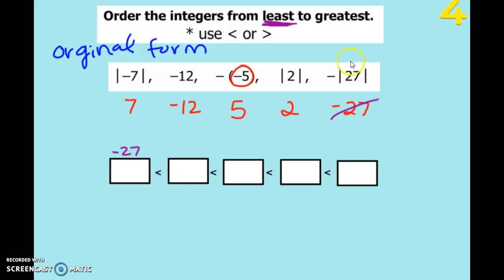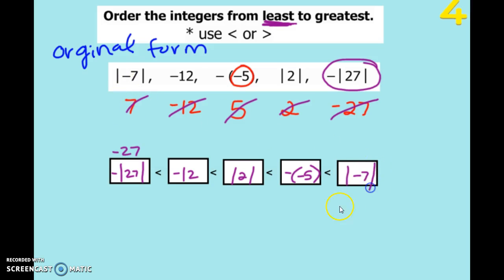But instead of just writing that, we want to write it in the original form. So I'm going to write the negative absolute value of 27. Then our next least is negative 12, and that one is exactly like it looks. Then our next least, or our first positive number, we're going to see is 2, but we're going to write the absolute value of 2. Then 5, so the opposite of negative 5, and then positive 7, so the absolute value of negative 7. If you want to write them above, feel free if that's easier to see for you first.